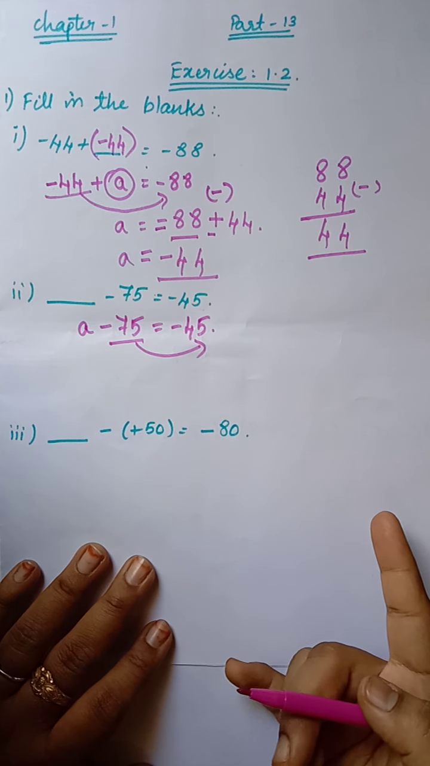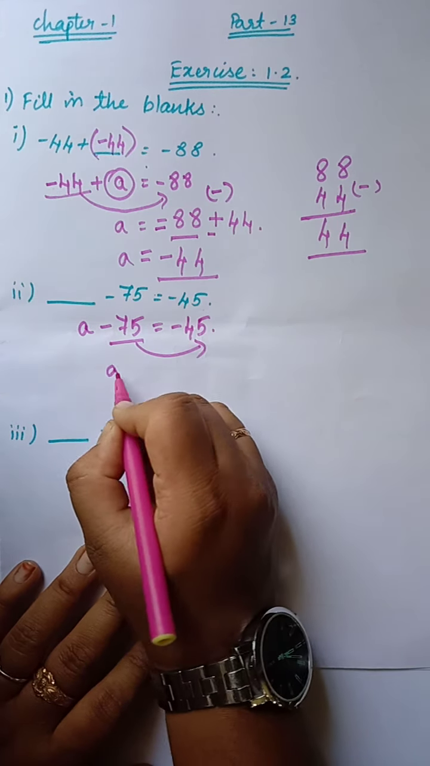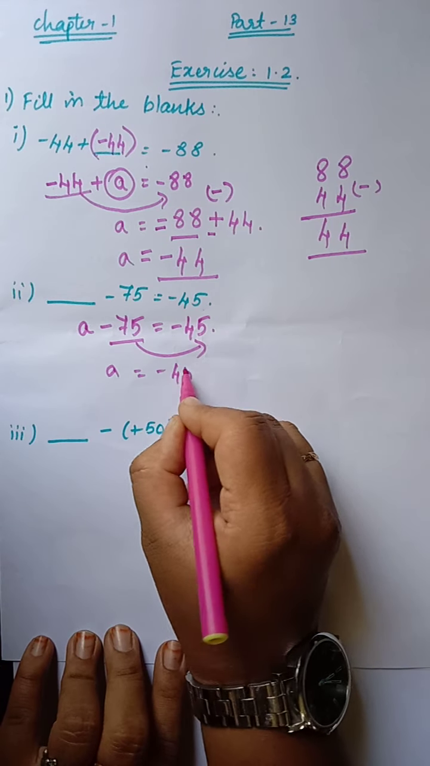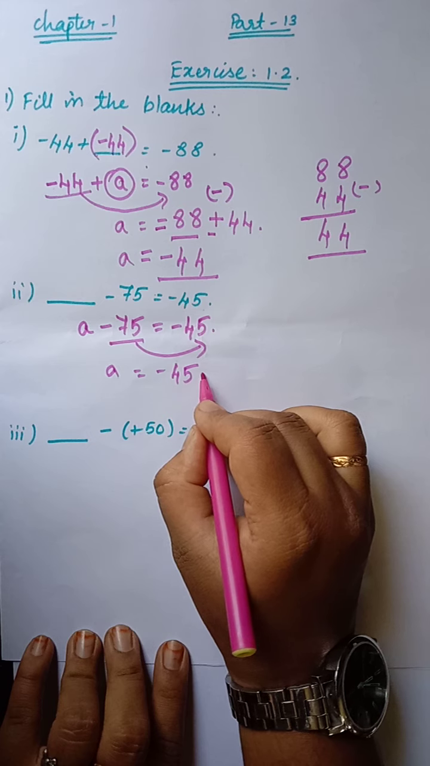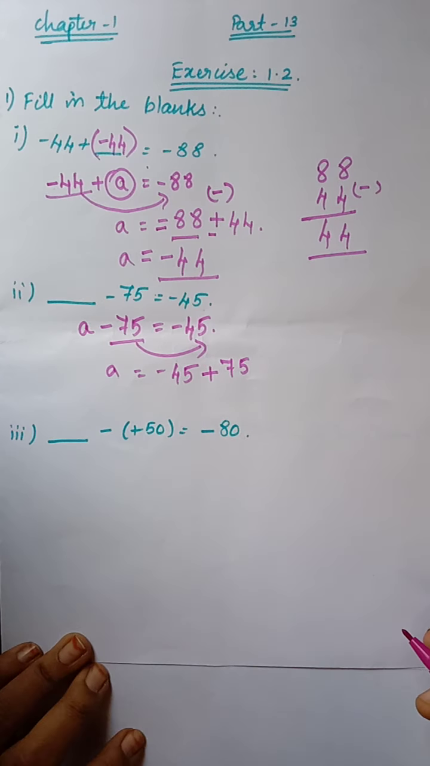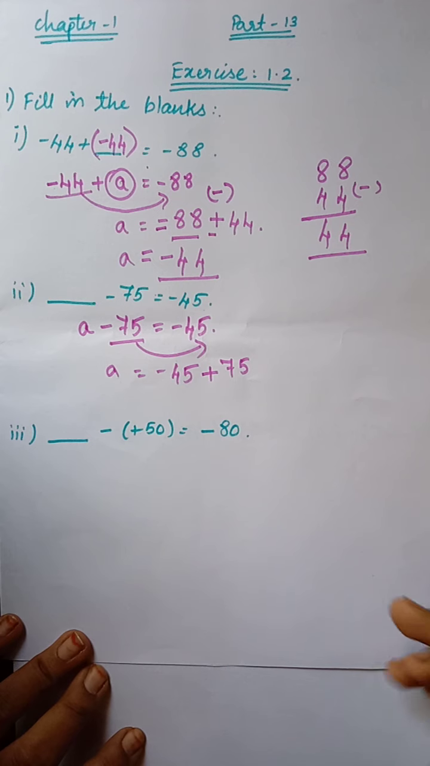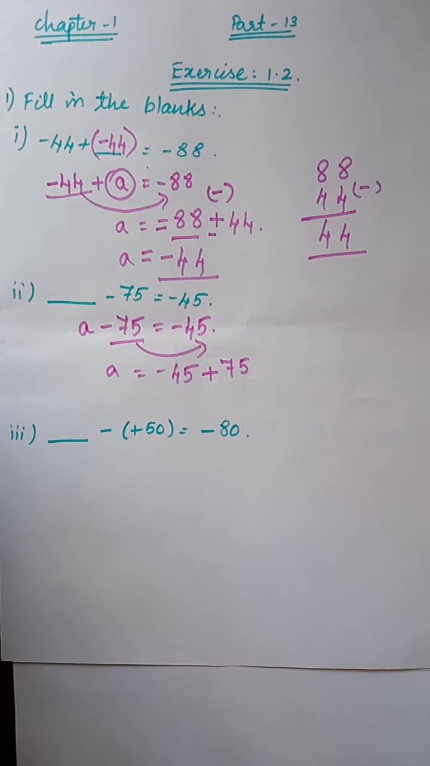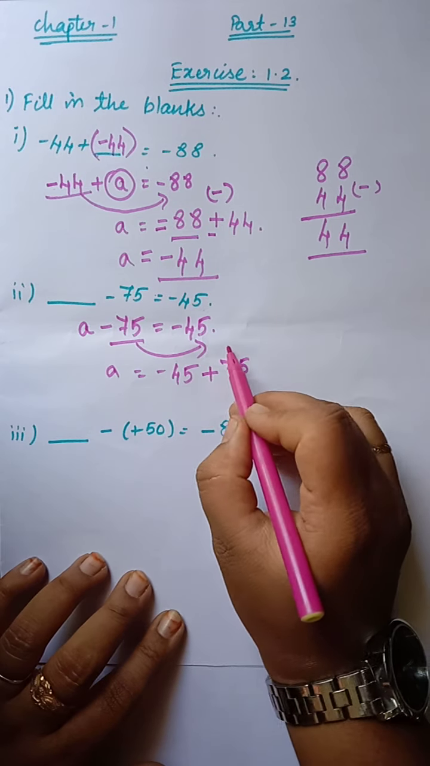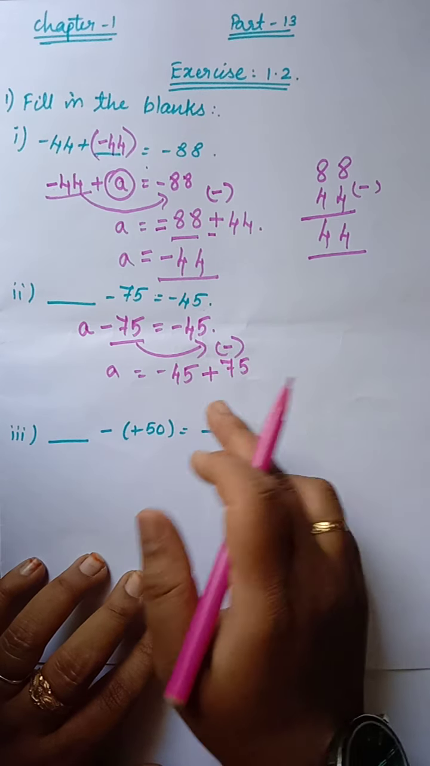It will be changed as plus. So a, you have to write as it is, then here minus 45, then here plus 75, right? So plus 75. Okay, now what we have to do is the simple form of addition or subtraction by using the rules. So here minus into plus, what is minus into plus? It is minus, so we have to subtract the numbers.